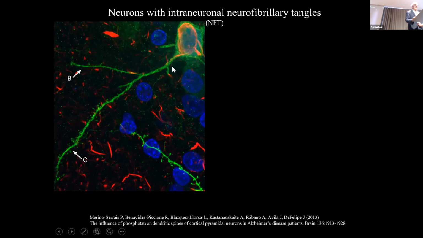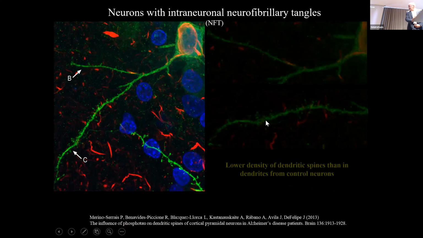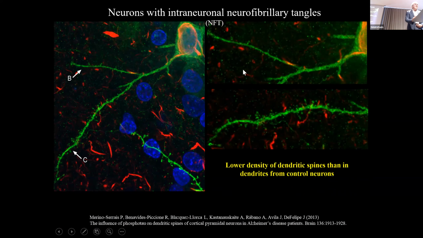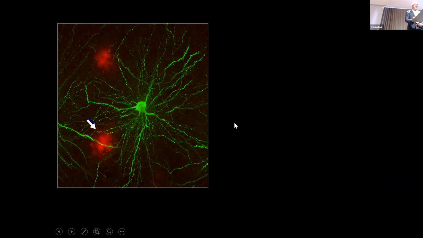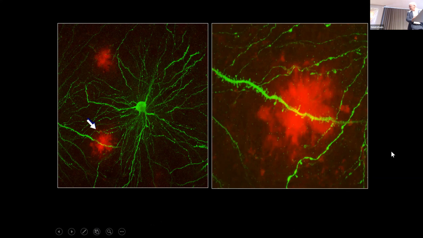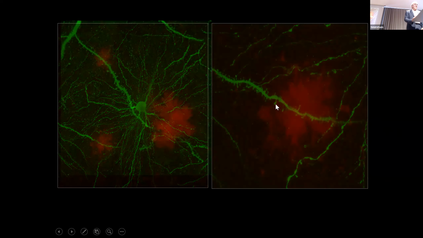But when you have tangles, like in this case here, you can see a very clear decrease in the number of spines. This is something I will come back to in a moment. In this case, you can see a plaque. At higher magnification, you can see that where the plaque is in contact with the dendrite, there is a decrease in the number of spines. You don't need to make an estimation because the decrease of the spines is obvious here.